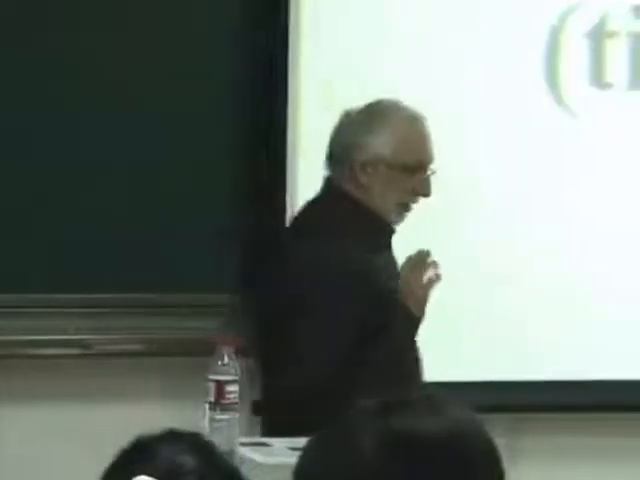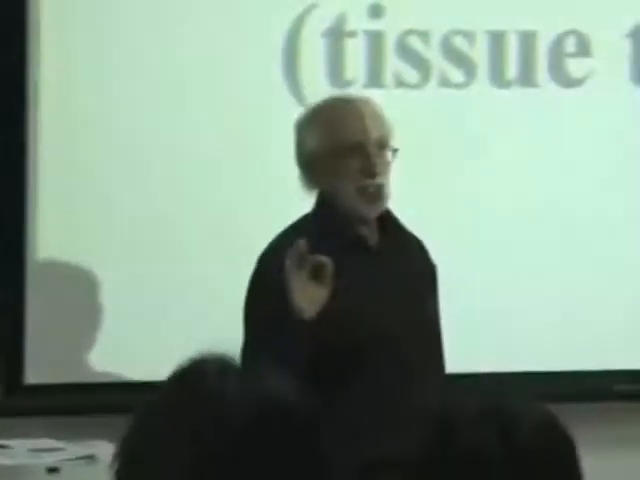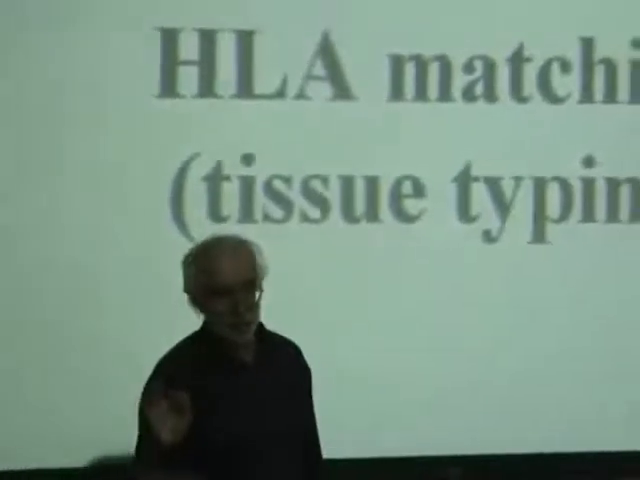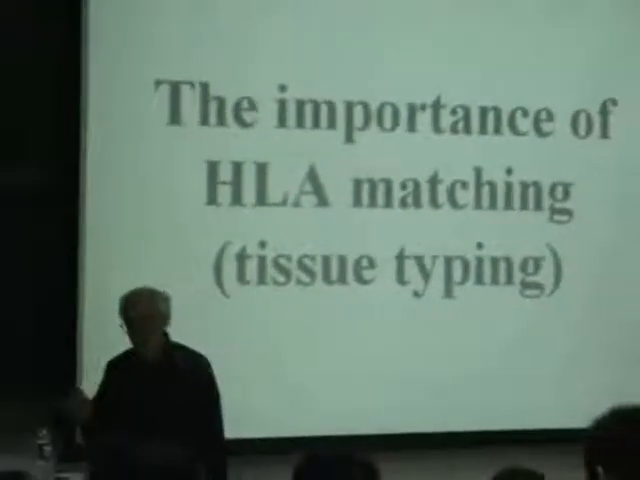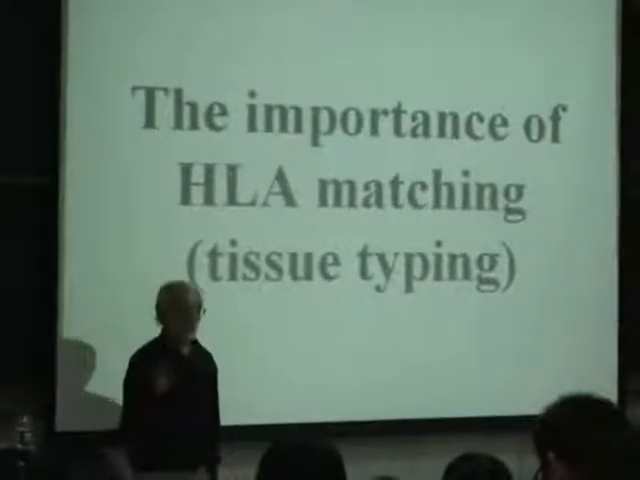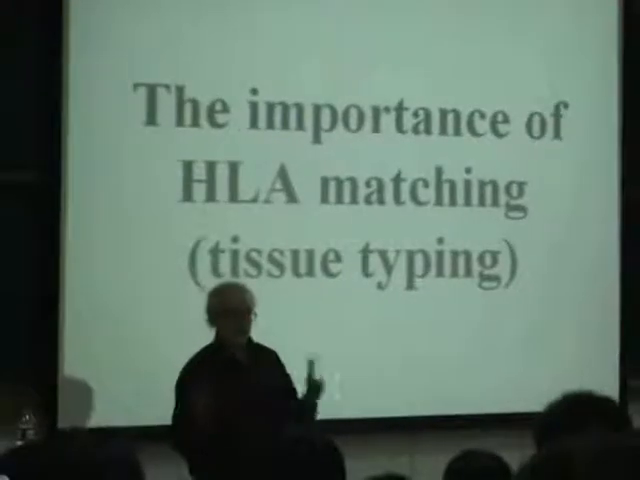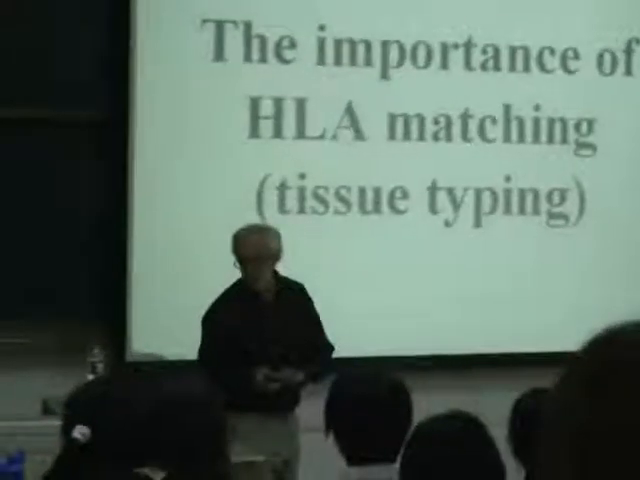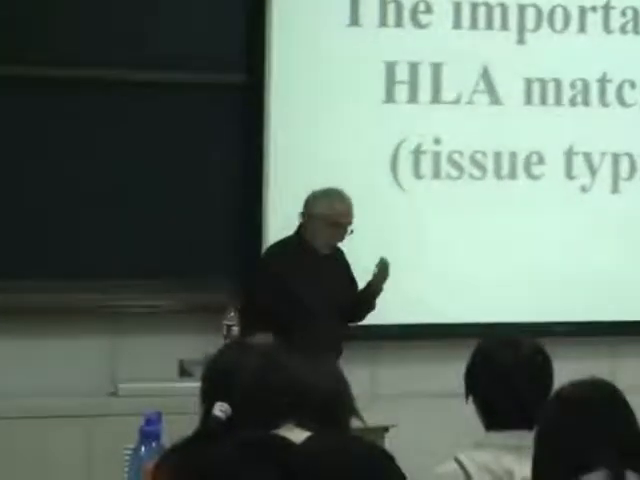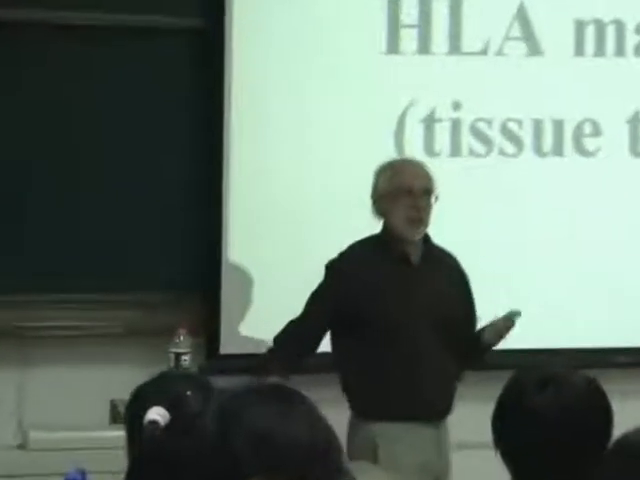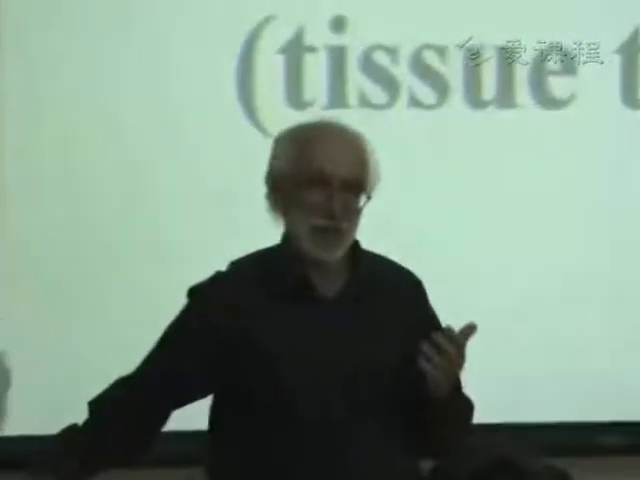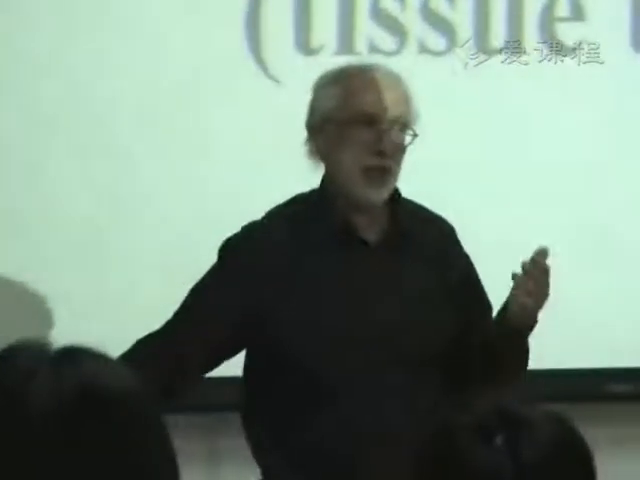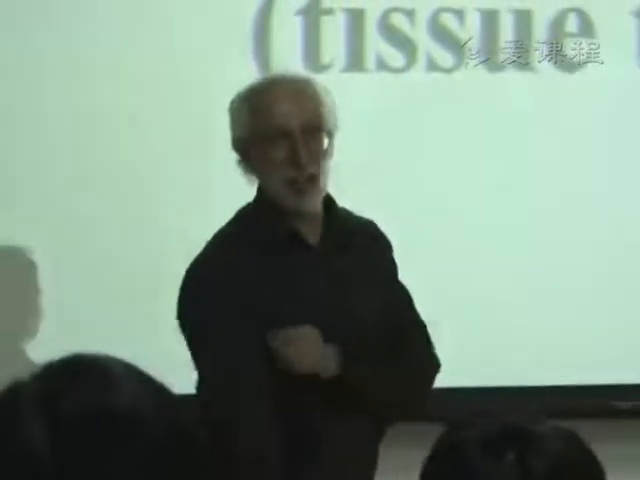So from those experiments looking at the transplantation of skin in mice, it was worked out that the genes that are really important, that are different from one individual to another, and that are really important in terms of rejecting a tissue or organ, are the genes of the MHC, the major histocompatibility complex. In mice that's called H2, but in human it's called HLA.